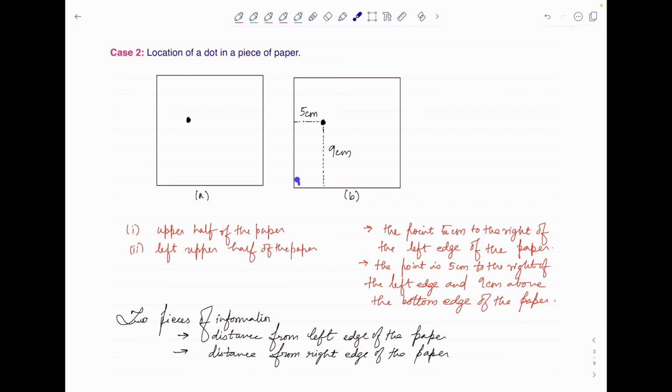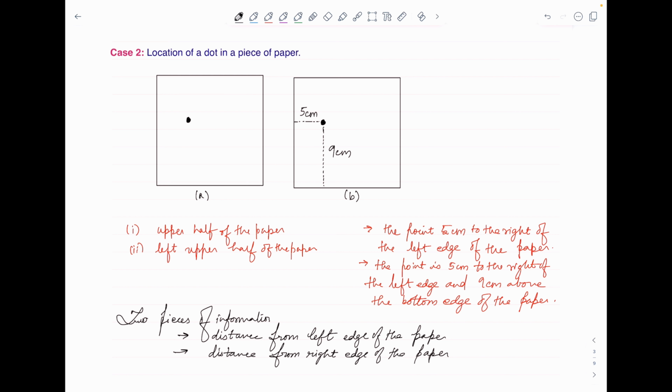And here also we are fixing the origin. We are fixing the origin as the intersection of these two, the left edge and the bottom edge. The left edge and the bottom edge intersection acts as the origin. Since here I am specifying 5 centimeter from the left edge and 9 centimeter from the bottom edge. If I don't specify this origin, we cannot tell where our point is. So we need three specific pieces of information, that is our origin and these two perpendicular lines.